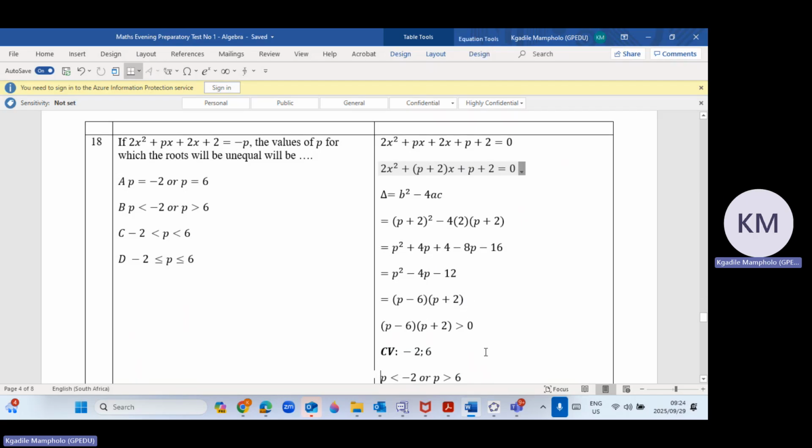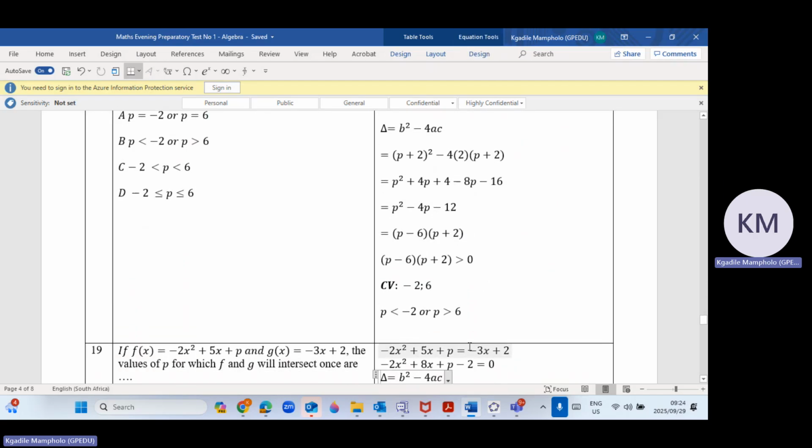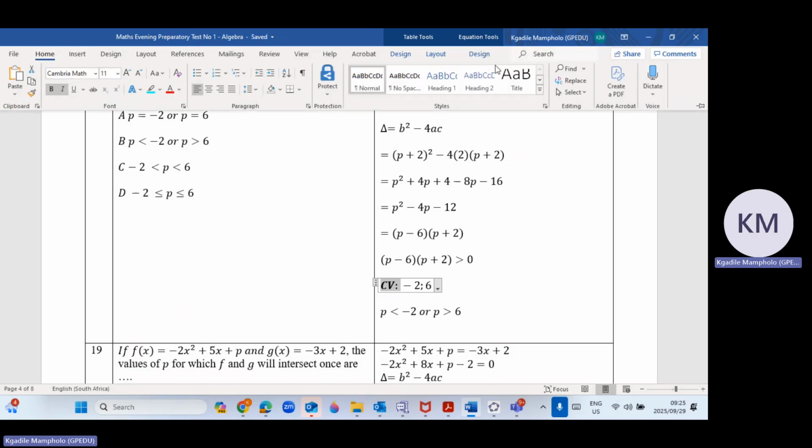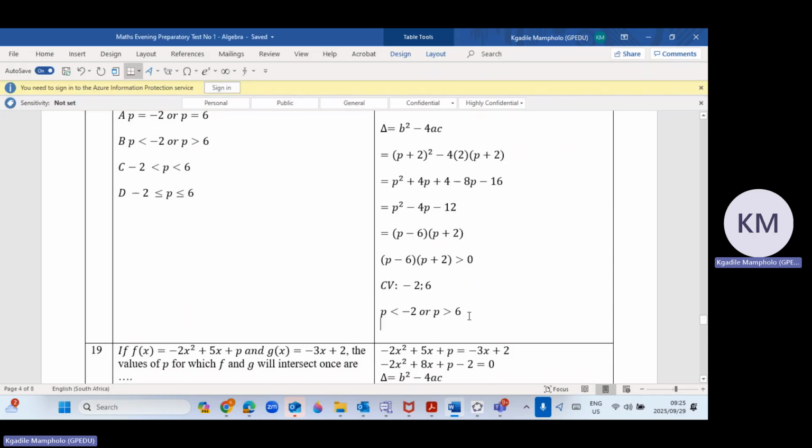It's greater than 0. Like I told you, when it's greater, you write the critical values, then whatever you're solving will be less than the small number or greater than the bigger number. There's no need to draw the graph here. Because it's greater than, then p will be less than minus 2, or p will be greater than 6. Number 9.